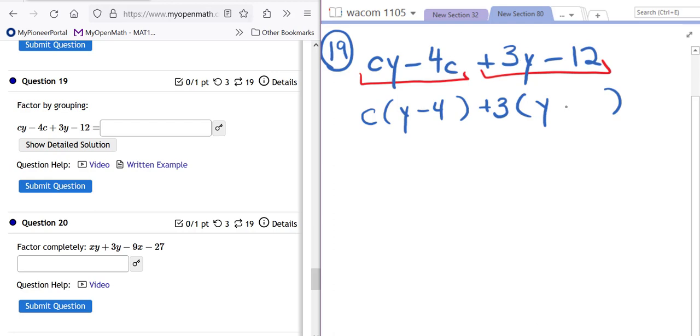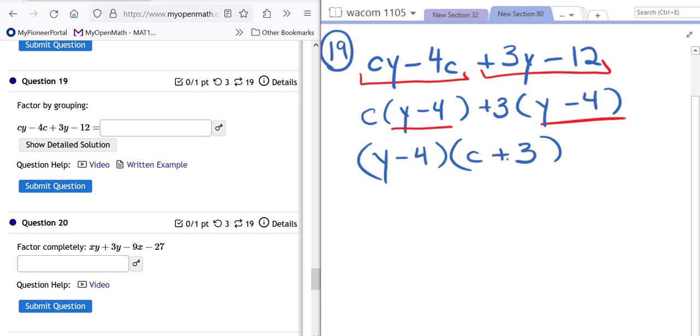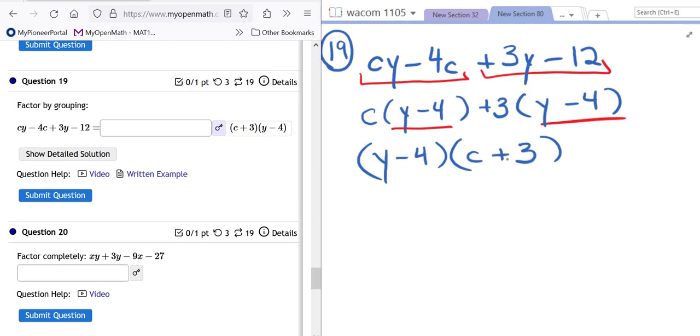and a minus 4. Now you're going to look at this whole thing and you hope you got a common binomial, which we did. So we have y minus 4. To get back up there, we're missing c plus 3. So it's okay that I didn't have any number here. It worked out just fine.